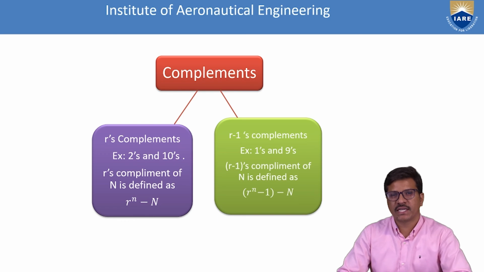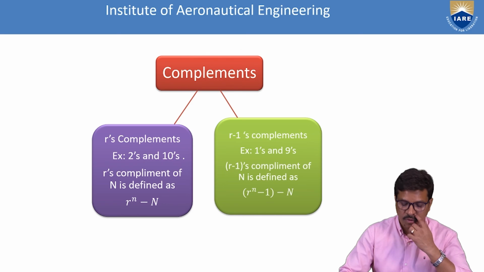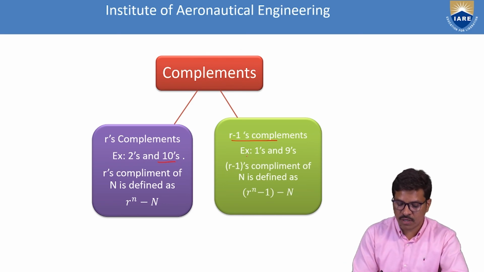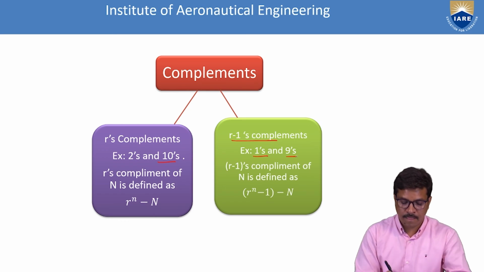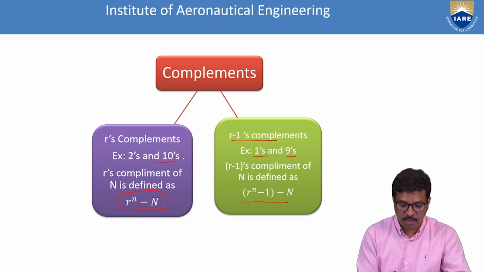Next, complements. Basically, we have two complements: the R's complement and the R minus 1's complement. If you substitute R with base 2, we get 2's complement and 1's complement; with R equal to 10, we get 10's complement and 9's complement. The R's complement of n is defined as r power n minus N, and the R minus 1's complement is r power n minus 1 minus N. What does it mean? This r power n minus 1 means the maximum number, minus the given number. Then you will get the complement of that number.